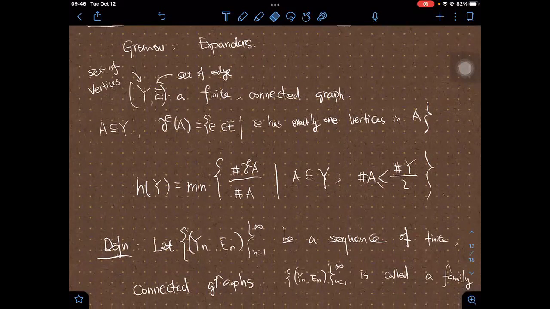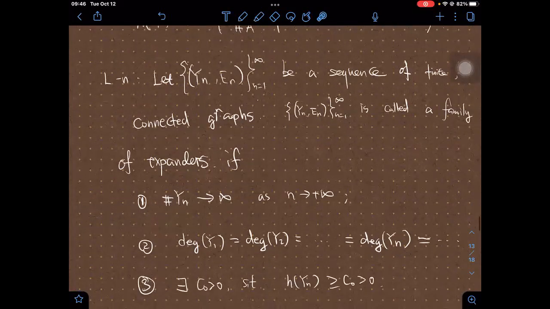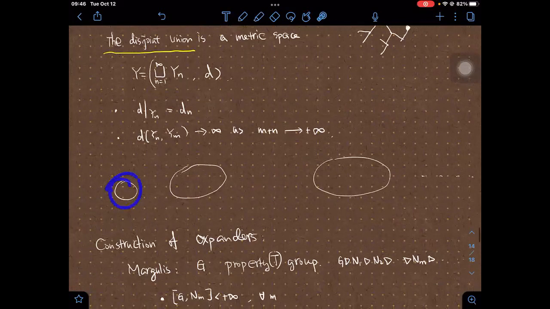Well, this is a definition of expanders, but I'm not going to go into the details of the construction. You can view this as a union, where you put a bunch of finite connected graphs together, and the graphs become bigger and bigger, and the degrees of those finite graphs are bounded. And there is a constant, the Cheeger constant, which stays away from zero. That means it's sparse. However, the connectivity of the graph remains very strong.